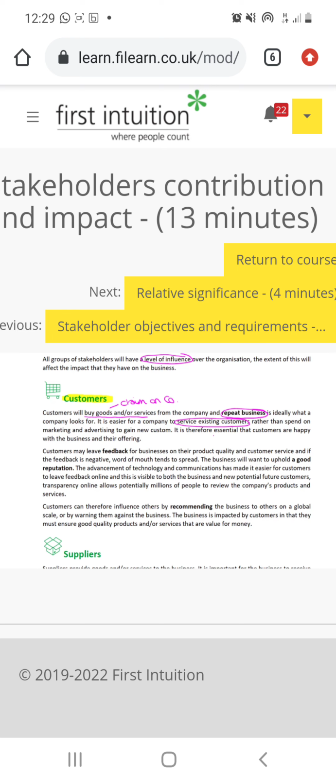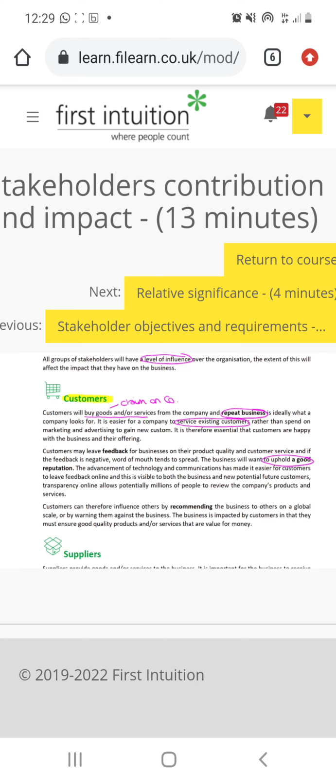Customers may leave feedback for a business on the product quality and also the customer service. If the feedback is negative, word of mouth tends to spread, as we've seen before, and it may create reputational damage. The business will want to uphold a good reputation.